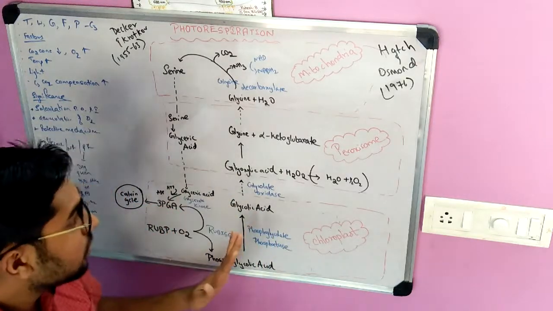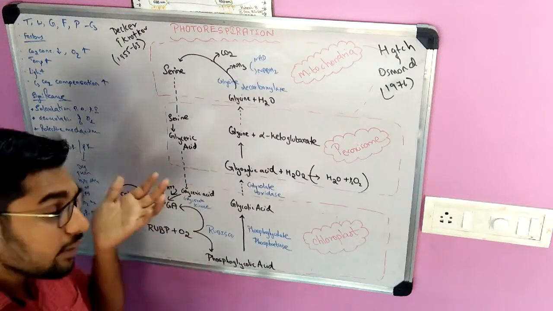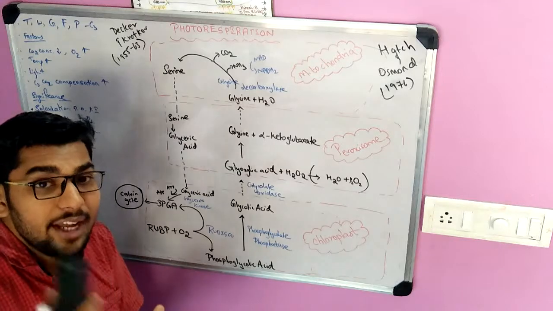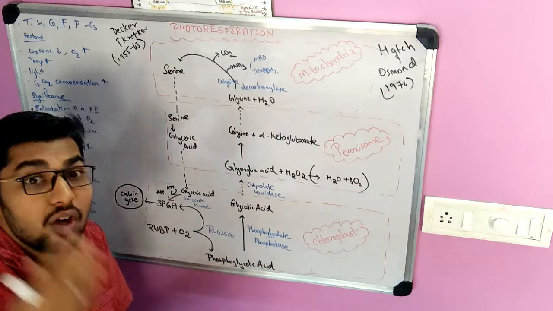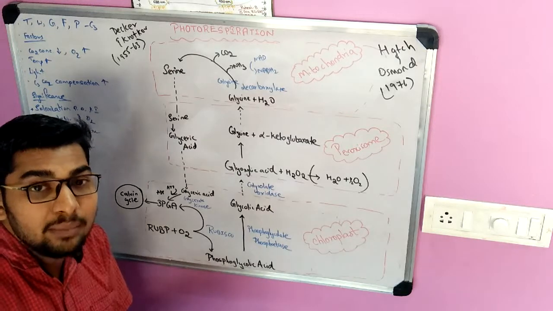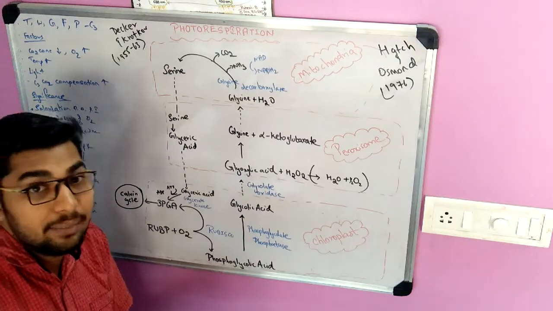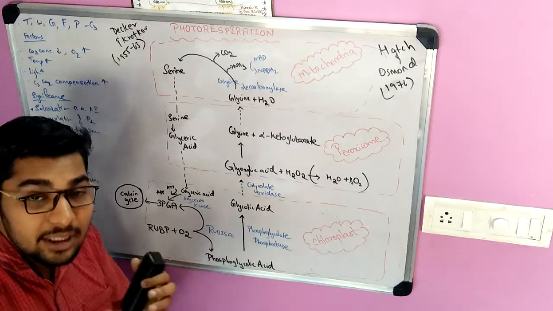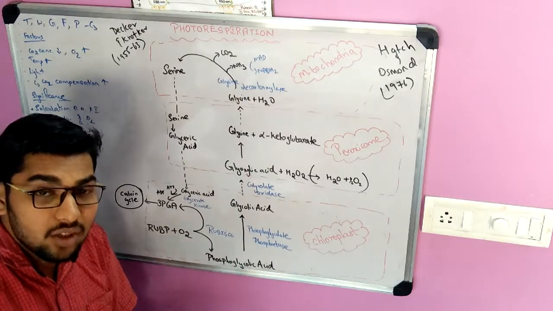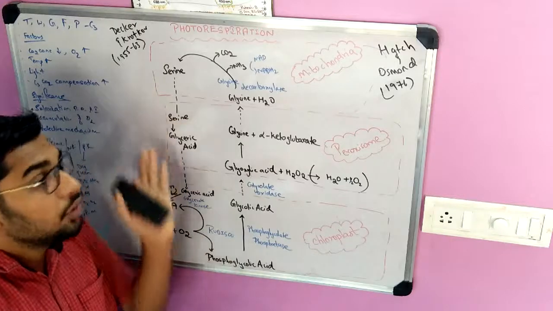Now we know that this occurs only in C3 plants, where the carbon dioxide compensation point is much higher, like wheat, tomato, Pisum sativum, capsicum, and Phaseolus, that means beans, and Gossypium, cotton. So in such C3 plants, where the oxygen concentration is high, this photorespiration occurs.